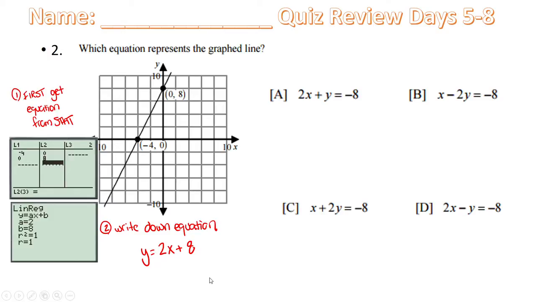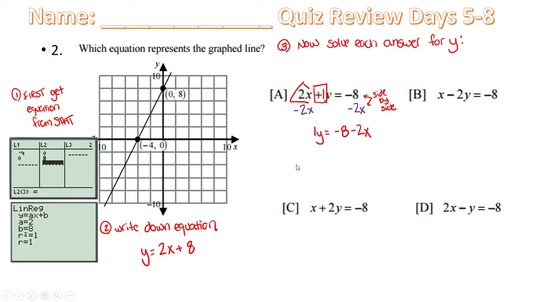And I want to write that down because none of my answer choices have 2x plus 8. So that means I need to go through each answer choice, set up my rectangle triangle. Again, I talked about rectangle triangle more on day 3 and in a lesson on day 5. But set up my rectangle triangle, subtract 2x on both sides, and then divide by 1.